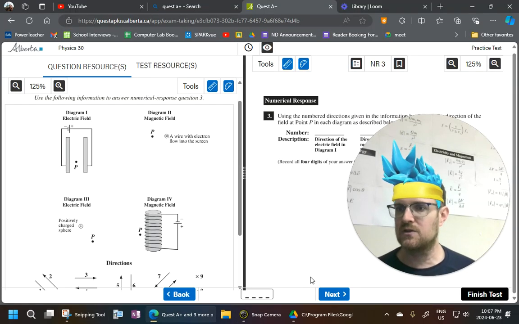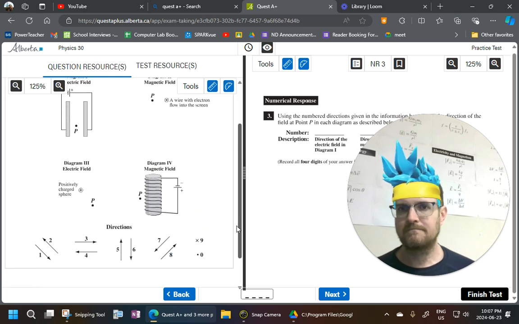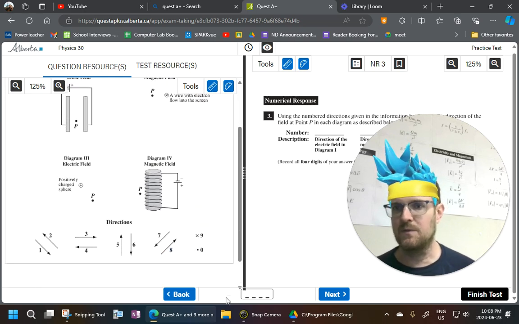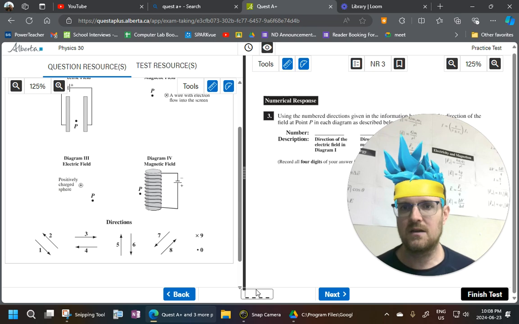Okay, so now that I have all these pictures drawn, let's go over here and match it up to our question. So in P, my first one, it was going left, so 4, right? This one here is going down at an angle, 1, away from the positive charge, right?